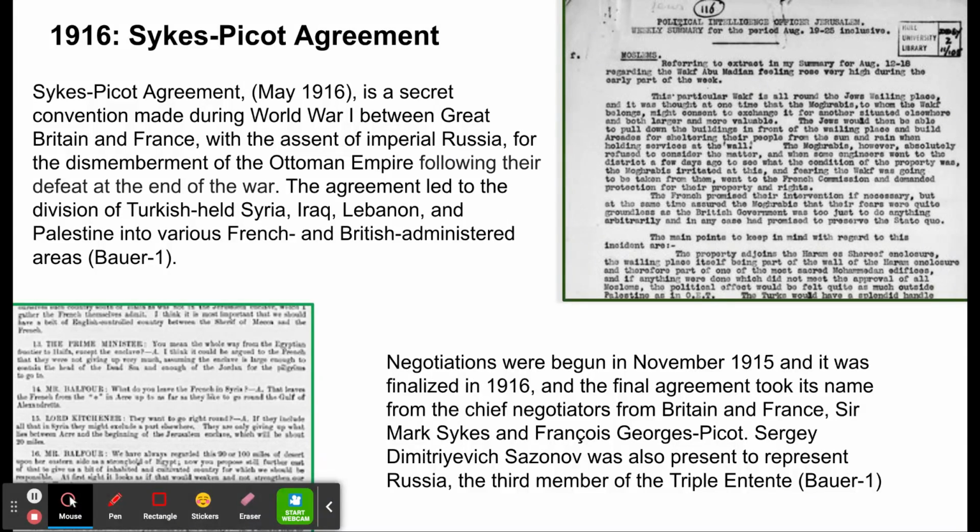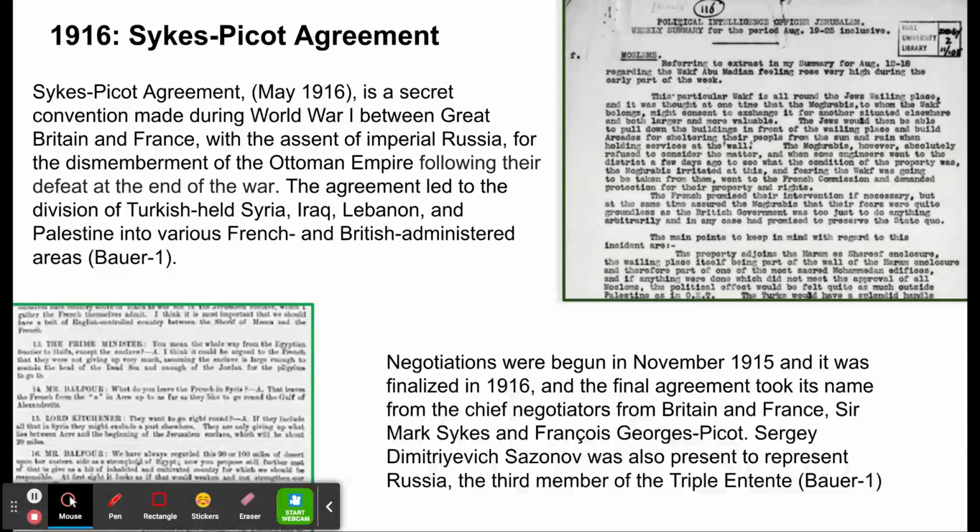1916, Sykes-Picot Agreement. The Sykes-Picot Agreement is a secret convention made during World War One between Great Britain and France, with the assent of Imperial Russia, for the dismemberment of the Ottoman Empire following their defeat at the end of the war. The agreement led to the division of Turkish-held Syria, Iraq, Lebanon, and Palestine into various French and British administrated areas. Negotiations were begun in November 1915 and it was finalized in 1916.